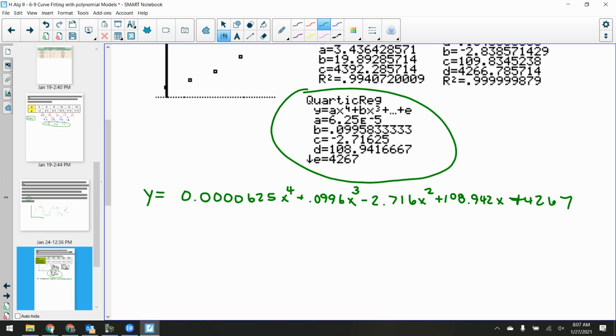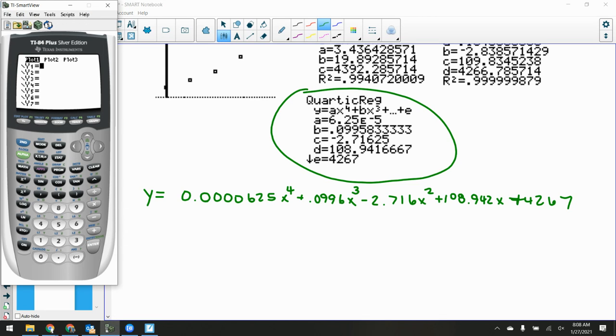Now, does it ask me anything beyond that? No, but I could answer questions beyond that. I could say, based on that model, when is the population going to exceed, let's go crazy, 50,000? Well, is 50,000 an X value or a Y value? It's a Y value, right? The population was the Y value. So I would go into my Y equals and say, okay, I never plugged in my equation. I guess I got to plug in my regression.